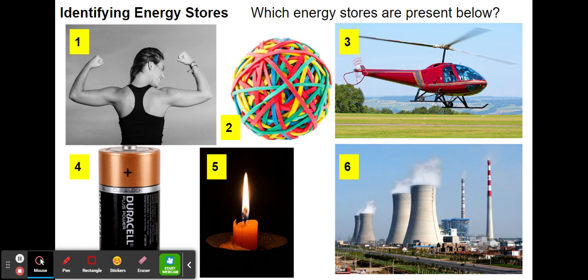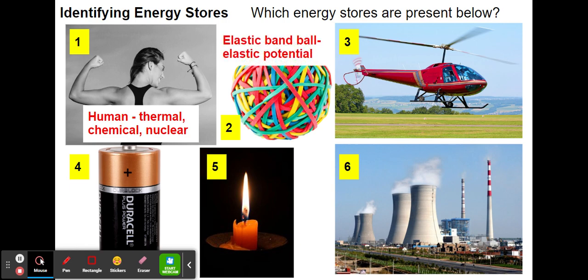Okay, so let's go through it. So in the first one, we're going to have a thermal store. Remember I said humans, we have temperature, therefore we have a thermal energy store. We also have chemical energy store, like the glucose that we store in our body. And we have a nuclear energy store because obviously we're made up of atoms. The main one for the elastic band ball is elastic potential store, because remember squashed, stretched, or twisted objects.